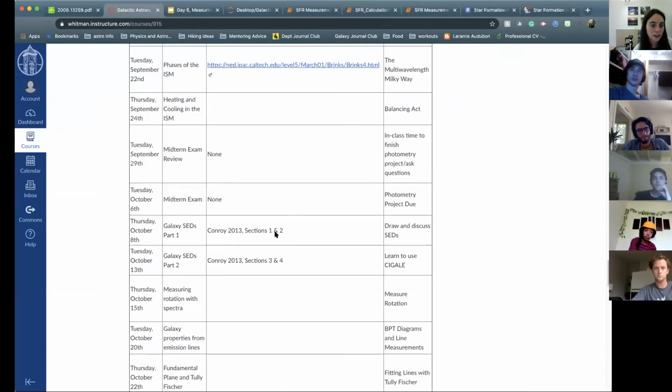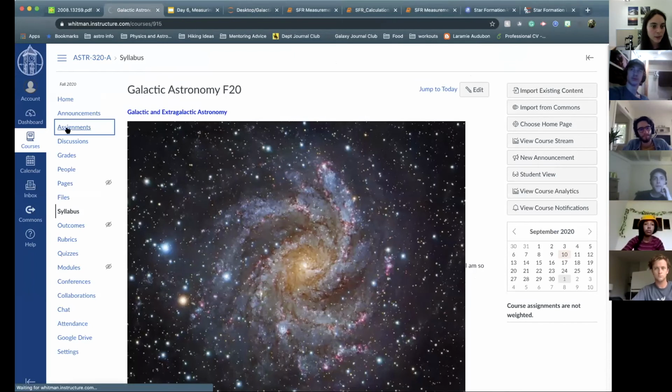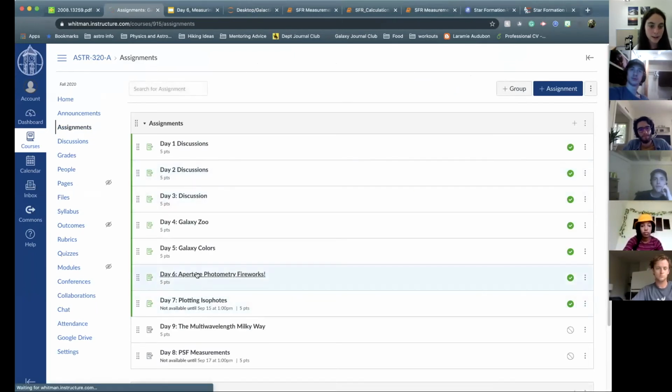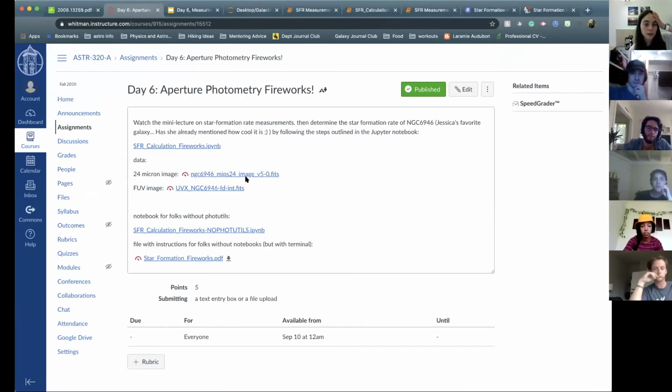This is another of our assignments. So this is going to be another little coding project. It's in day 6. I'll note that there's 2 images, one for 24 and then one for FUV that you'll need to download so you can do some aperture photometry on the fireworks galaxy. I was also able to get a version of a notebook working that works without photutils. So if you downloaded Anaconda, got your notebooks running, but you couldn't get through the steps to get Python 3.5 or 3.6 working with photutils, this is an option that'll get around that.